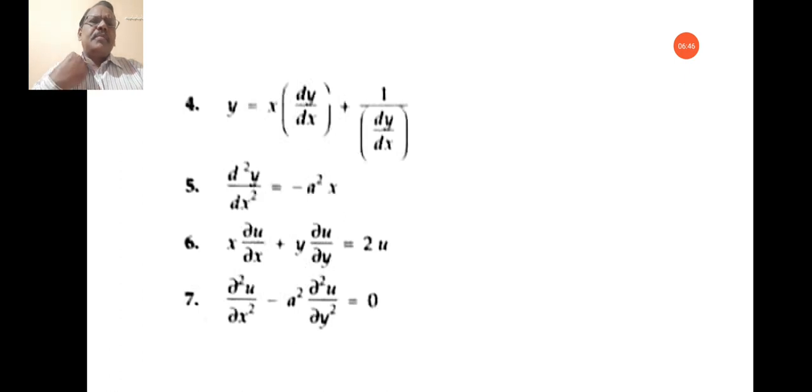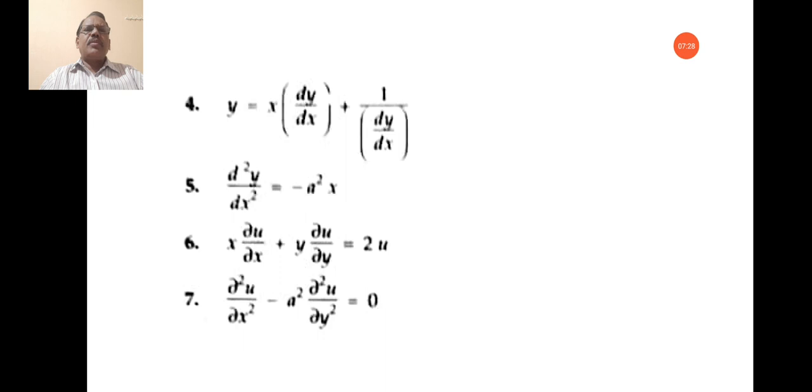Sixth one, x into dou u by dou x plus y into dou u by dou y is equal to 2 into u. And seventh one, you observe dou square u by dou x square minus a square dou square u by dou y square is equal to 0. So you observe that 6 and 7 are called partial differential equations, because in 6 and 7 partial derivatives are involved.